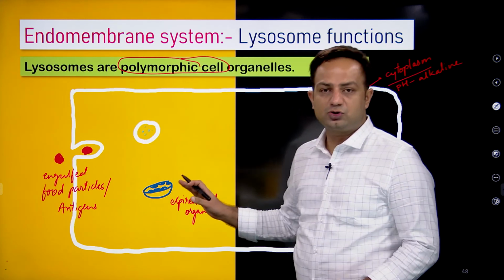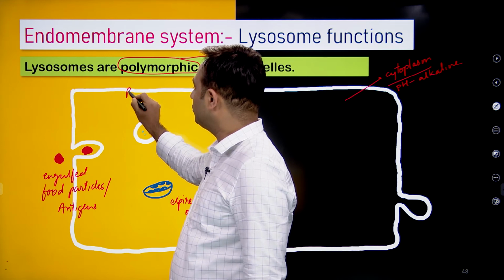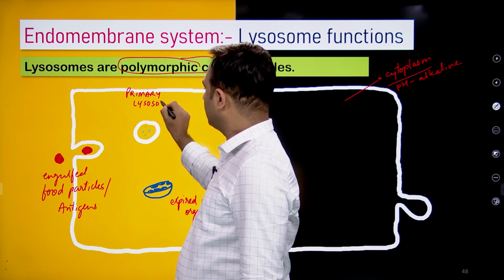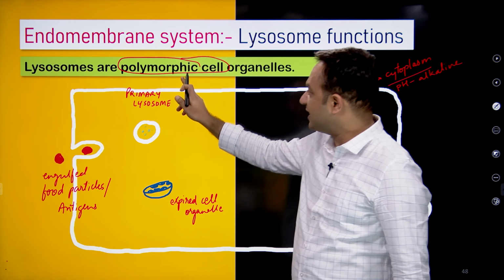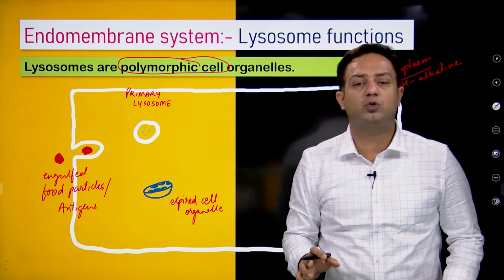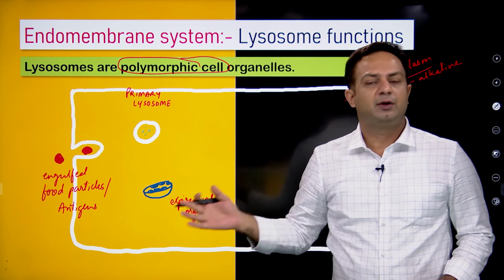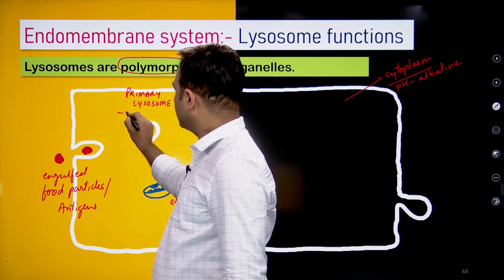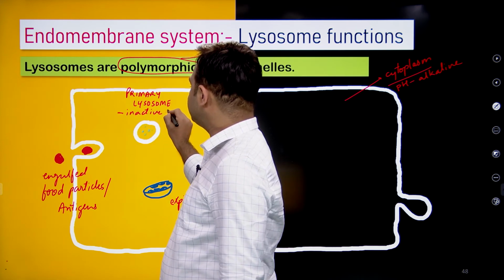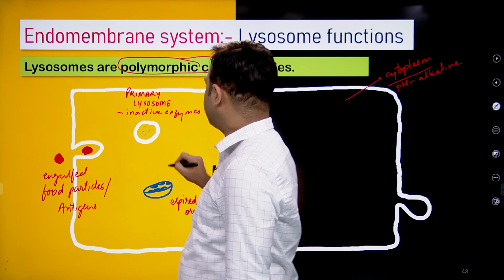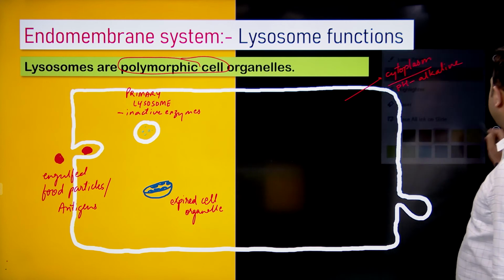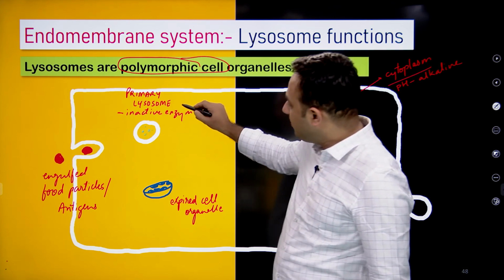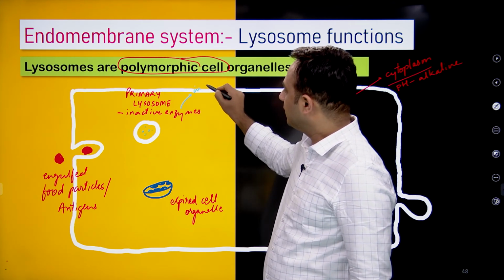Now this is the lysosome. I am saying this is the primary lysosome. And be clear about this, I said polymorphic, not pleomorphic: the one that changes its function with time. The primary lysosome is having inactive enzymes right now. But remember about these enzymes which are present in the primary lysosome: they are going to work in acidic pH.